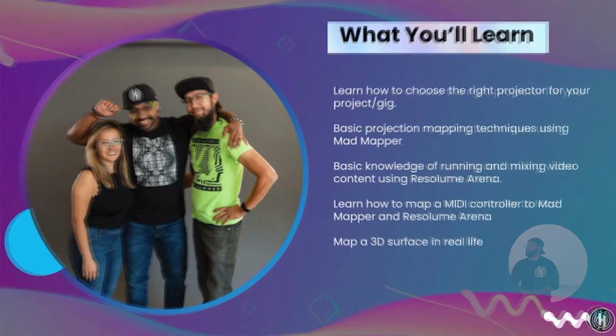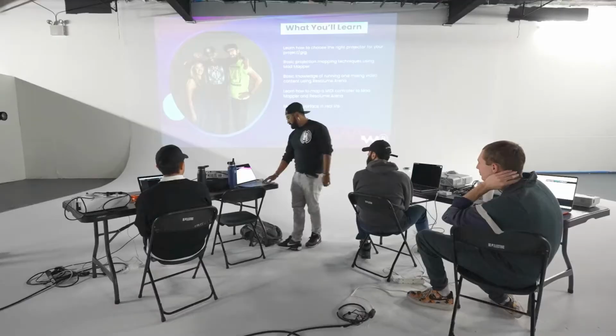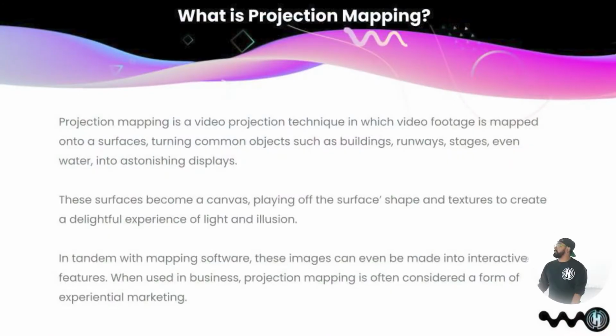But what is projection mapping? Projection mapping is a video projection technique in which video footage is mapped onto a surface, turning common objects such as buildings, runways, stages, even water into astonishing displays. These surfaces become a canvas, playing off the surface's shape and textures to create a delightful experience of light and illusion. In tandem with mapping software, these images can even be made into interactive features. When used in business, projection mapping is often considered a form of experiential marketing.